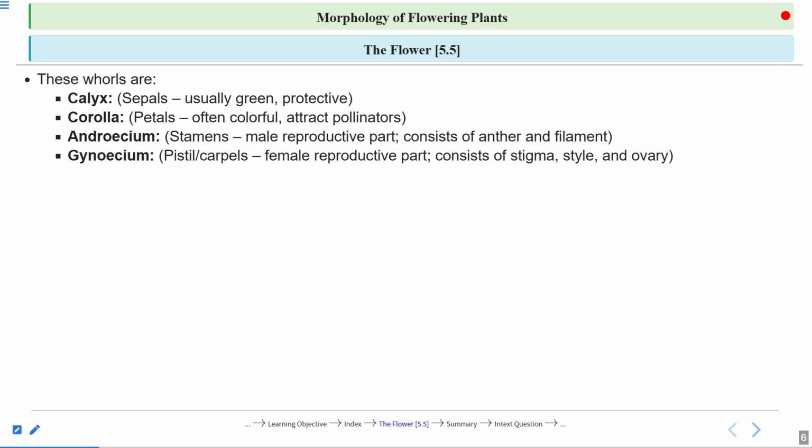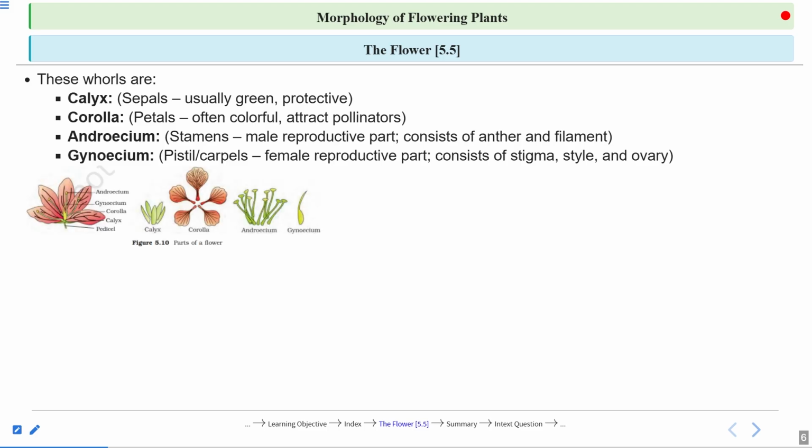Now, what are the names of the whorls? The outermost, you see, is the calyx. This is the whole flower. You can see this is the pedicel part at which all the floral parts are attached, right? There is a calyx, a corolla, a gynoecium and an androecium. So of the four whorls, the outermost is called the calyx. Calyx is a scientific term. All the sepals, remember, are unitedly called the calyx.